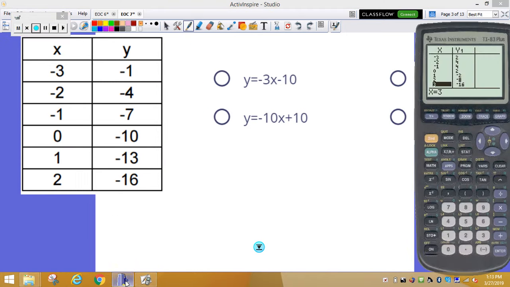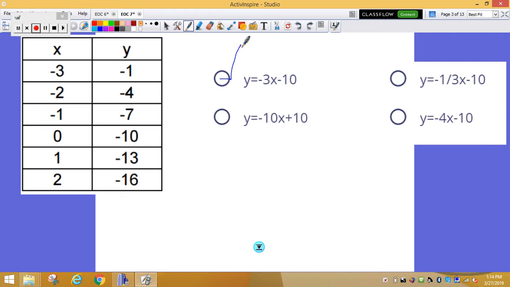Again, okay, so this one's a little bit different. This time I'm going to give you lots of equations, and we're going to see which one matches this table. So let's type them in. -3x minus 10. Again, the buttons we press are second graph. That gets us our table. So I'm comparing these. So I got -3, -1, that's right. -2, -4, that's right. -1, -7, that's right. I think we have our answer. Let's check them all. 0, -10, that's right. 1, -13, that's right. 2, -16, that's right. I got lucky on my first try.